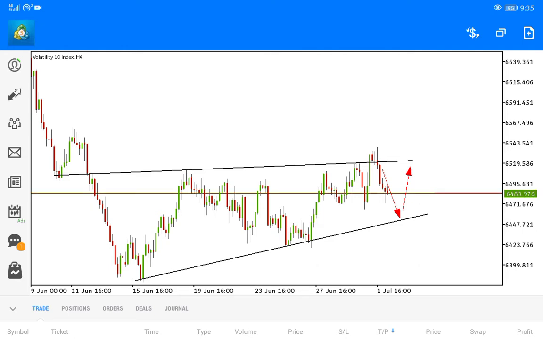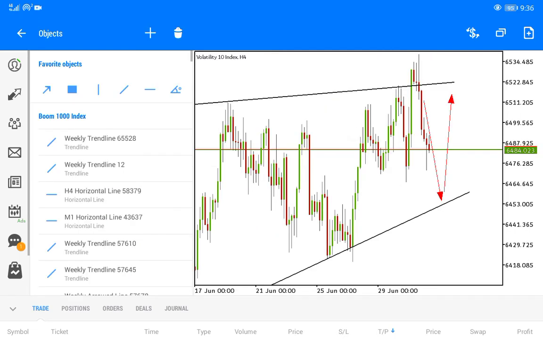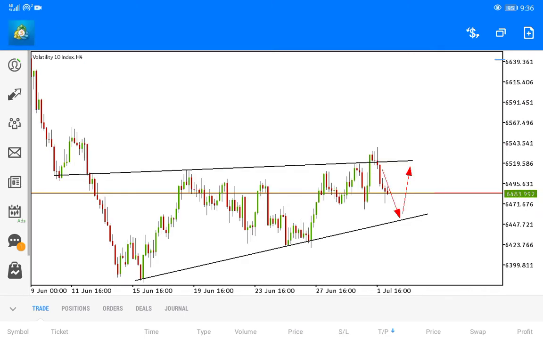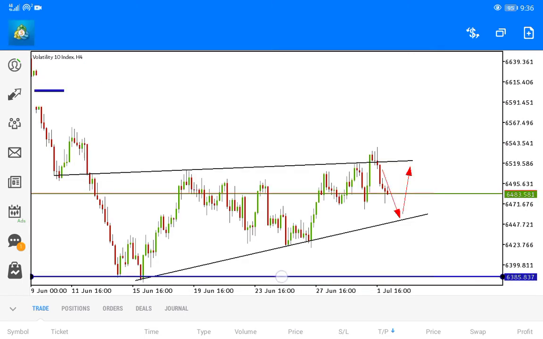So what is support? What is resistance? Support represents a low level a stock price reaches over time, and it is always at the bottom. So, support.